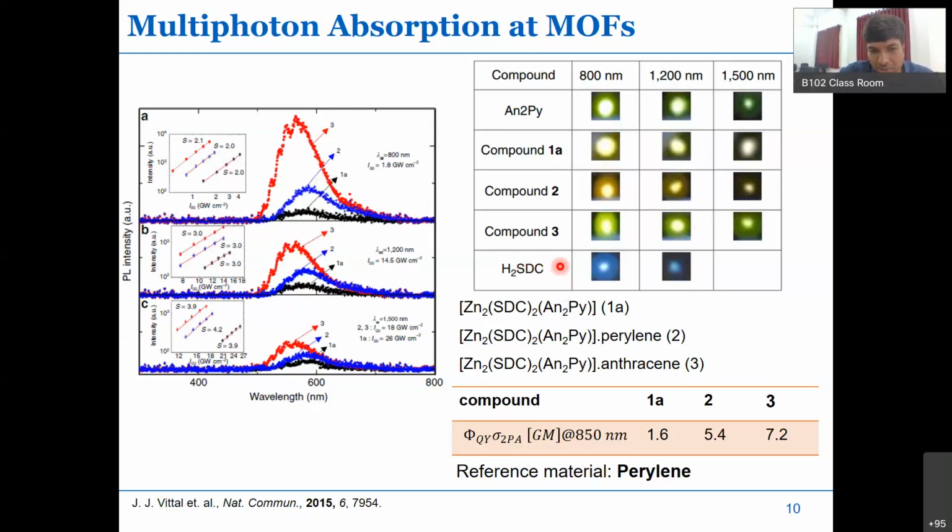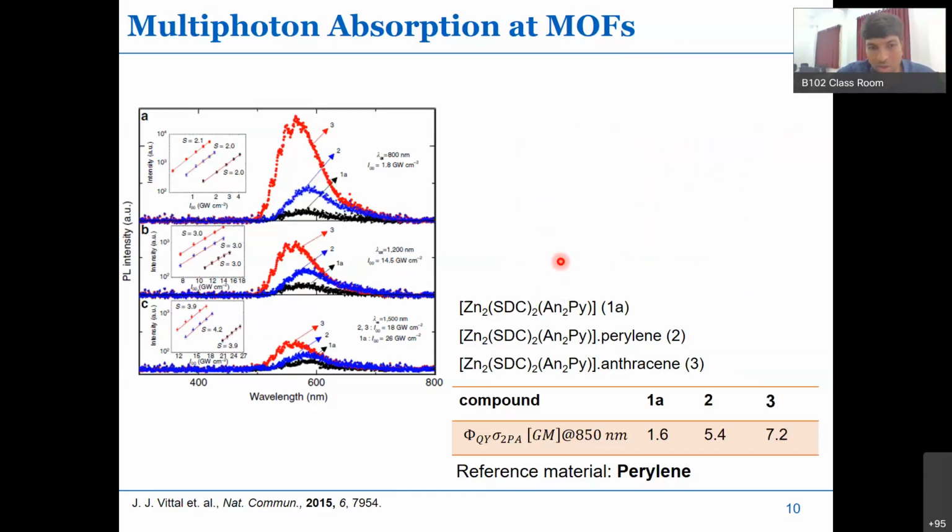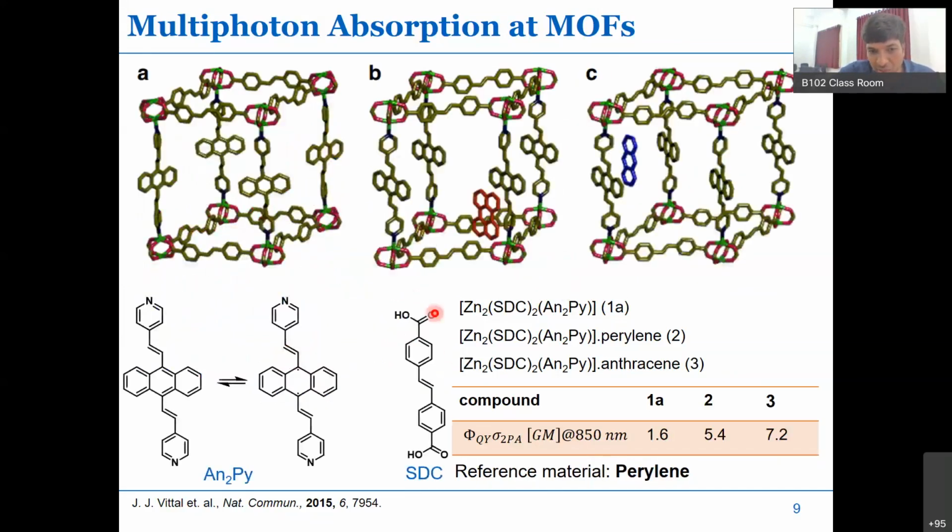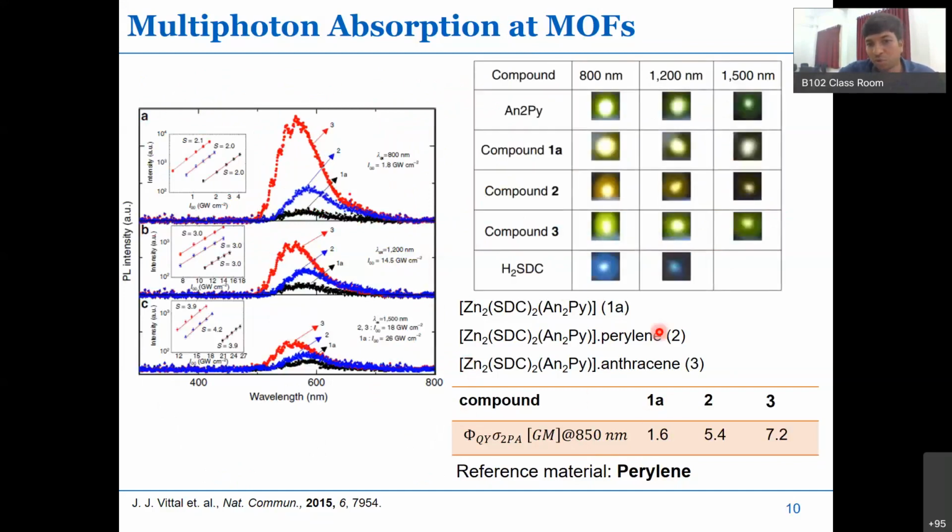And thus you see here just the pure linker. If you look into the pure linker, it is only active up to 2 photon or 3 photon, but the intensity is very limited, very low. If you come to 1500, which is nothing but 4 photon absorption, it's almost not active at all.